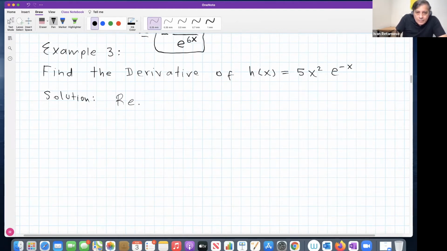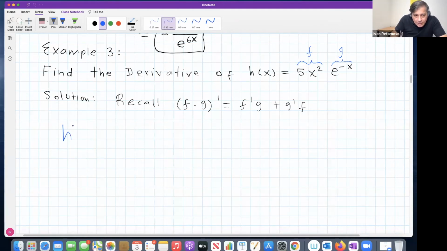Recall that the derivative of f times g is equal to f prime g plus g prime f, right? So let's call this guy f, let's call this guy g, and let's apply our product rule. So then h prime, the derivative of the function h here, which is the multiplication of these functions, is: start with the derivative of the first function here, 5x squared.